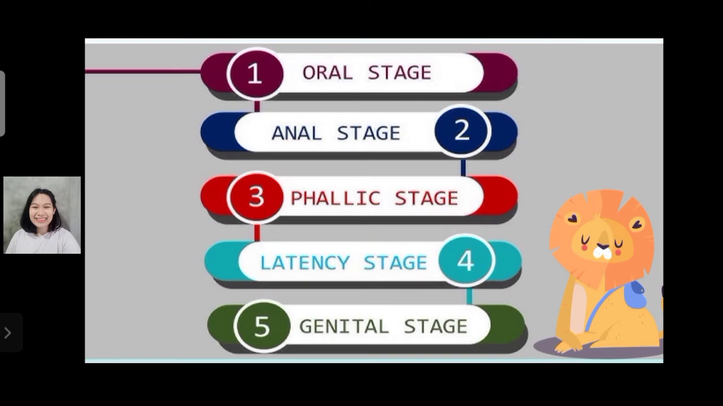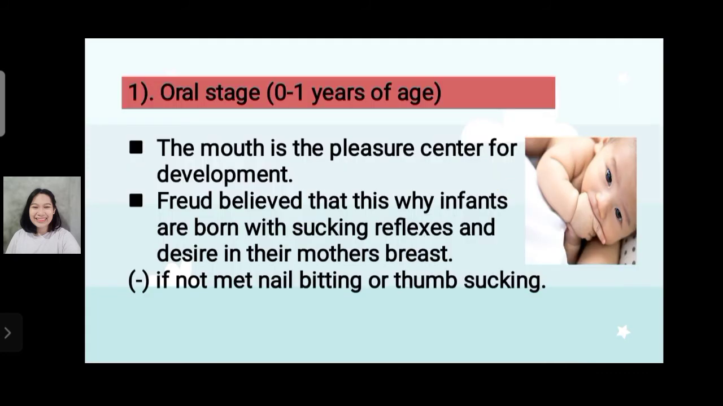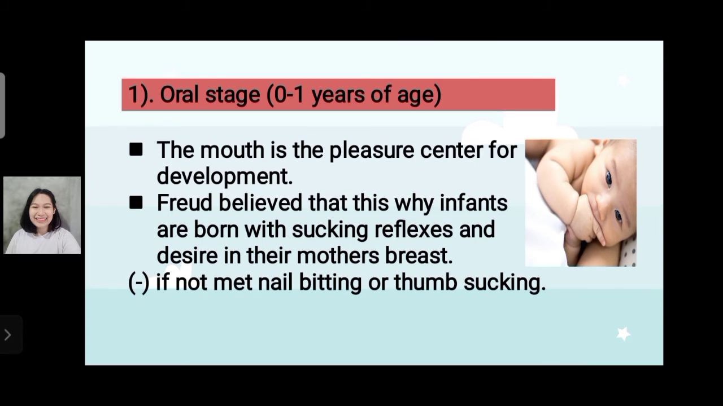These are the five stages of the psychosexual theory of development. Let's discuss them one by one. So, oral stage, 0 to 1 years of age. The mouth is the pleasure center of development. I believe that this is why infants are born with sucking reflexes and desire for their mother's breast. In this stage, a baby sucks their hands and their mom's breast for pleasure, or this is the way they get their food.